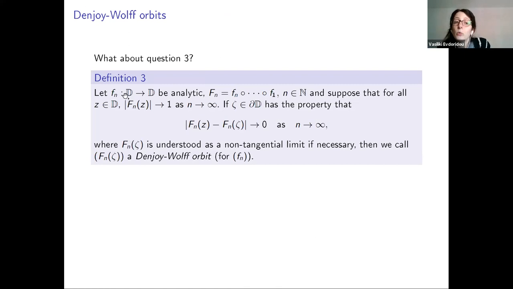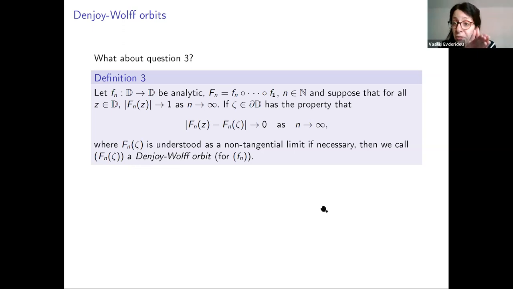When we say a Denjoy-Wolff orbit, we mean it in this way. If we have a sequence of analytic self-maps of the unit disk, and we consider the composition of such maps, and we suppose that all points in the interior of the unit disk converge to the unit circle under capital Fn, then if a boundary point has the property that its orbit under capital Fn tends to the orbit of z under capital Fn, where again, as we said earlier with Lasse, Fn of z is understood as a non-tangential limit if necessary, then we call Fn of zeta a Denjoy-Wolff orbit.